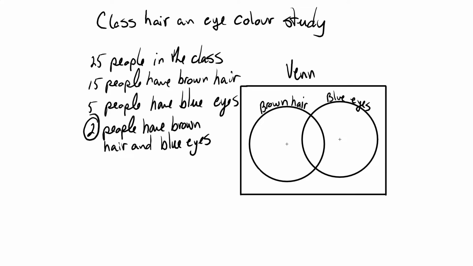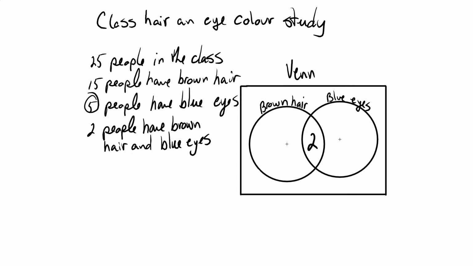I'm going to start with this number here, the 2 people that have brown hair and blue eyes. If we look at the Venn diagram, we see that the two circles overlap. And where they overlap, one circle is brown hair, one circle is blue eyes, so where they overlap is the 2 in the middle who have both the brown hair and the blue eyes.